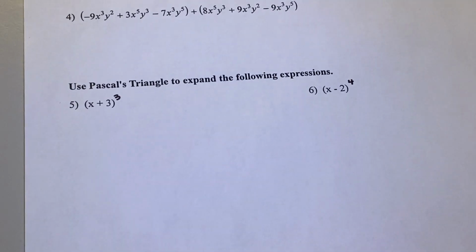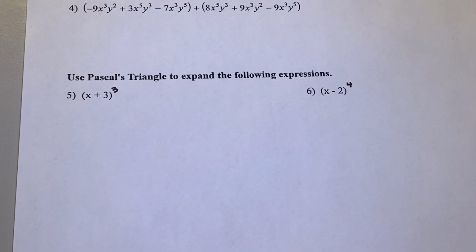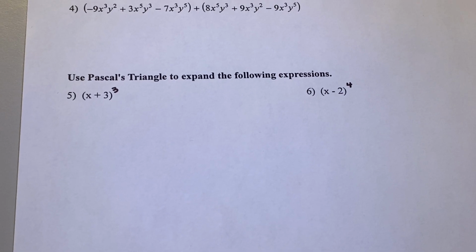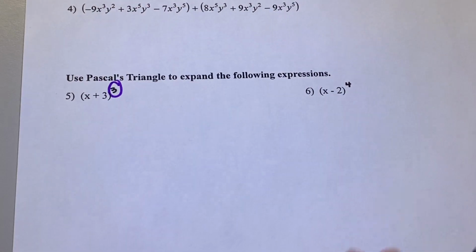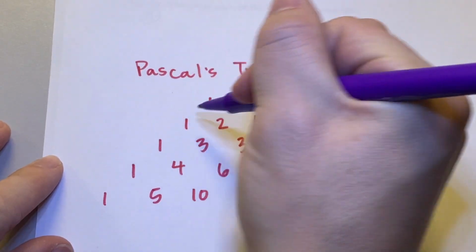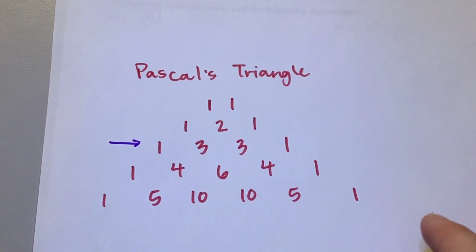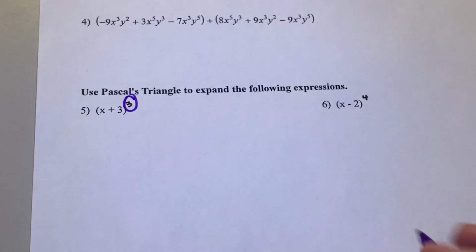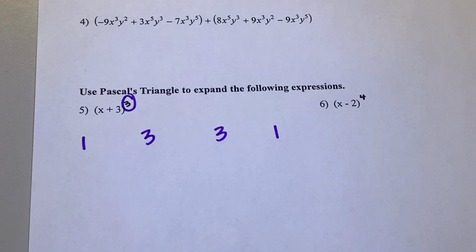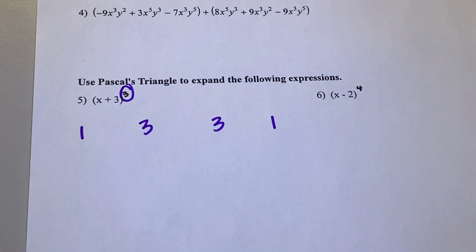So let's go ahead and turn your paper over. Okay, look back at number 5. What power are we working with? What's it being taken to the power of? 3. Okay, so power of 3, look back at your Pascal's triangle. That means we want this row right here, our row with the 3's. 1, 3, 3, 1. So let's go back. I need 1, 3, 3, and 1. Okay. That's what we got from Pascal's triangle.